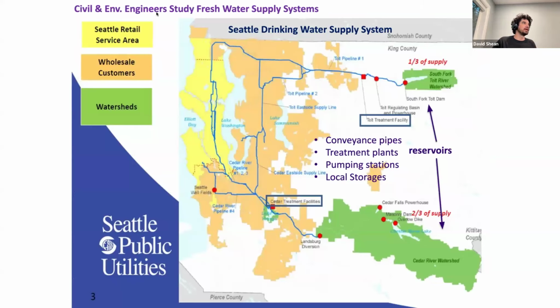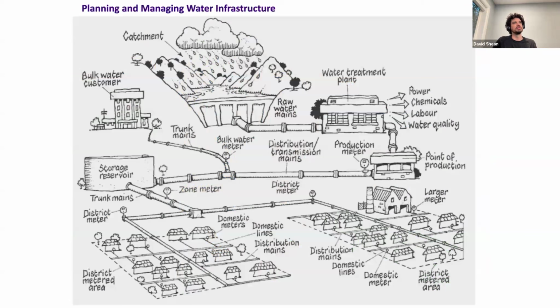Civil and environmental engineers and H&H specifically study freshwater supply systems. This is Seattle. We have two main reservoirs. Our drinking water is amazing here, by the way. We have some of the cleanest, purest water in these two very large protected watersheds. There's a lot of infrastructure that brings that water to all the people living here in Seattle, and there are courses that get into some of these details.